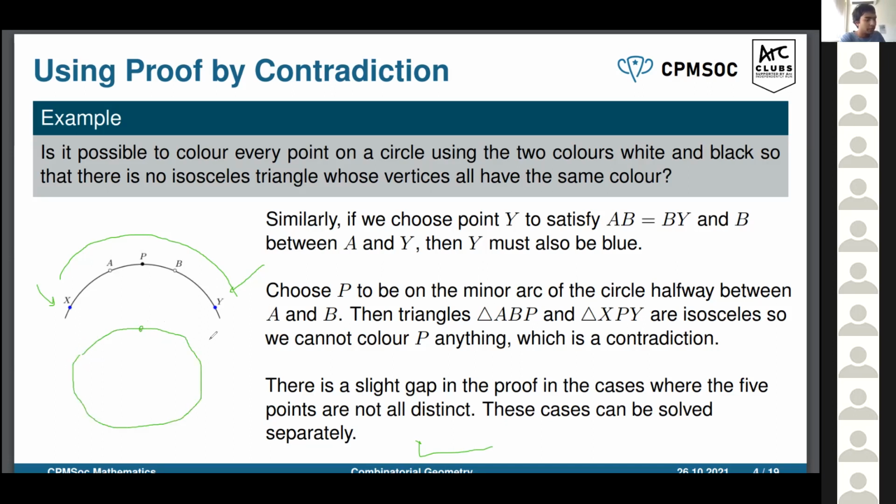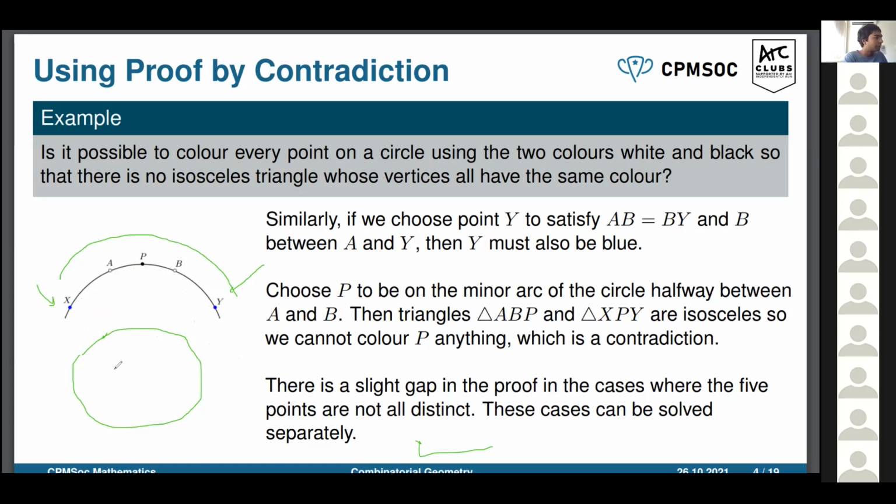So if you have A and B, and they have the correct distance apart to create an equilateral triangle like this, it turns out X and Y become the same point. That's a slight issue because now you can't really make this triangle anymore. Now you just have two lines like this, so it's a degenerate triangle, and you can't really consider that as a triangle anymore. So that's a slight gap in the proof.